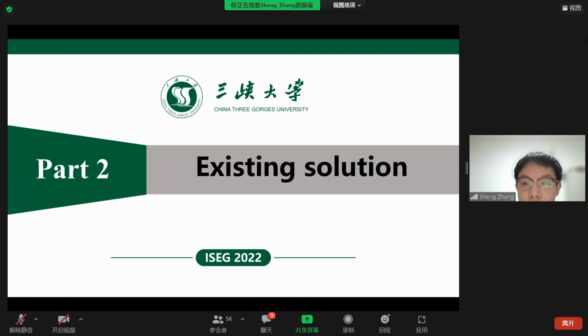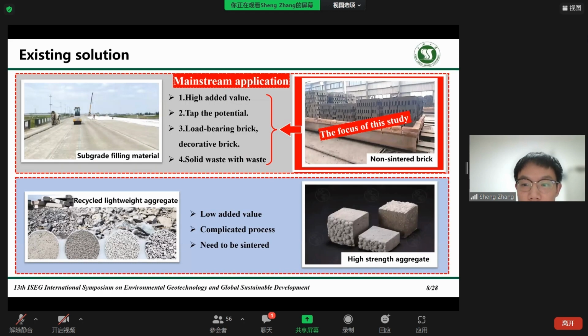Next, I will introduce the current existing solutions for waste rock fine. The methods for the resource utilization of solid wastes, such as waste rock fine, are mainly divided into the following 4 kinds. One is to be used as road bed filling materials. The second is to prepare lightweight aggregate. And the third is to prepare high-strength aggregate. The last is to replace natural fine aggregate to prepare non-sintering block, which is also the ultimate goal of our study.